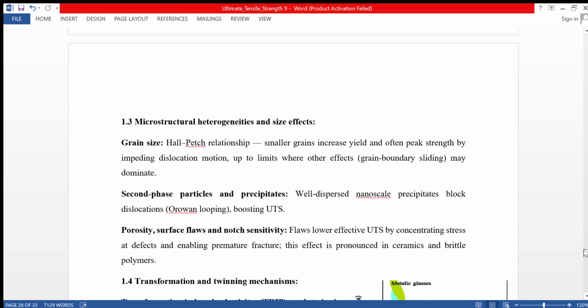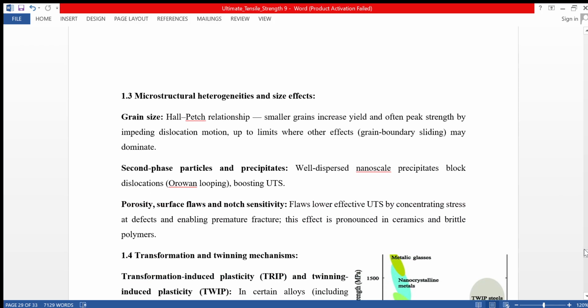And next we are moving to microstructure heterogeneity and size effect. Grain size, Hall-Petch relationship: small grain size increases yield and often peak strength by impeding dislocation motion, up to a limit where other effects may dominate. Second phase particles and precipitates: well dispersed nanoscale precipitates block dislocation or Orowan looping, boosting UTS. Porosity, surface flaws and notch sensitivity: flaws lower effective UTS by concentrating stress at defects, enabling premature fracture.